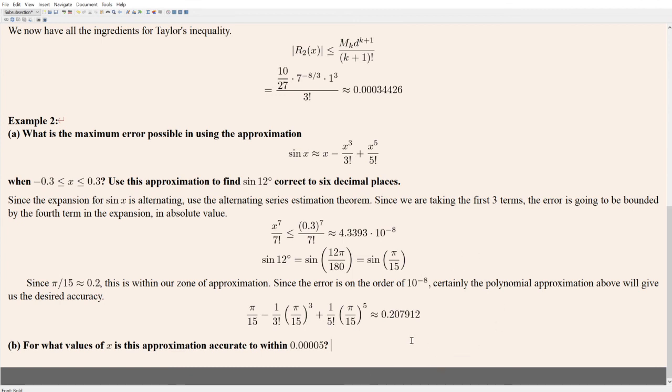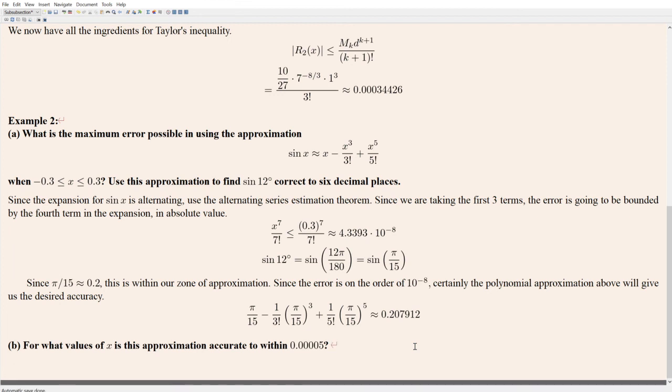And finally, okay, so we know that the error is going to be on the order of magnitude of 10 to the negative 8 if x is between negative 0.3 and 0.3. For what values of x is the approximation accurate to within this? So this is smaller than something times 10 to the negative 8. So we would expect that we would get an even bigger effective range if the error that we're looking for is smaller. So let's just see if that is indeed the case.